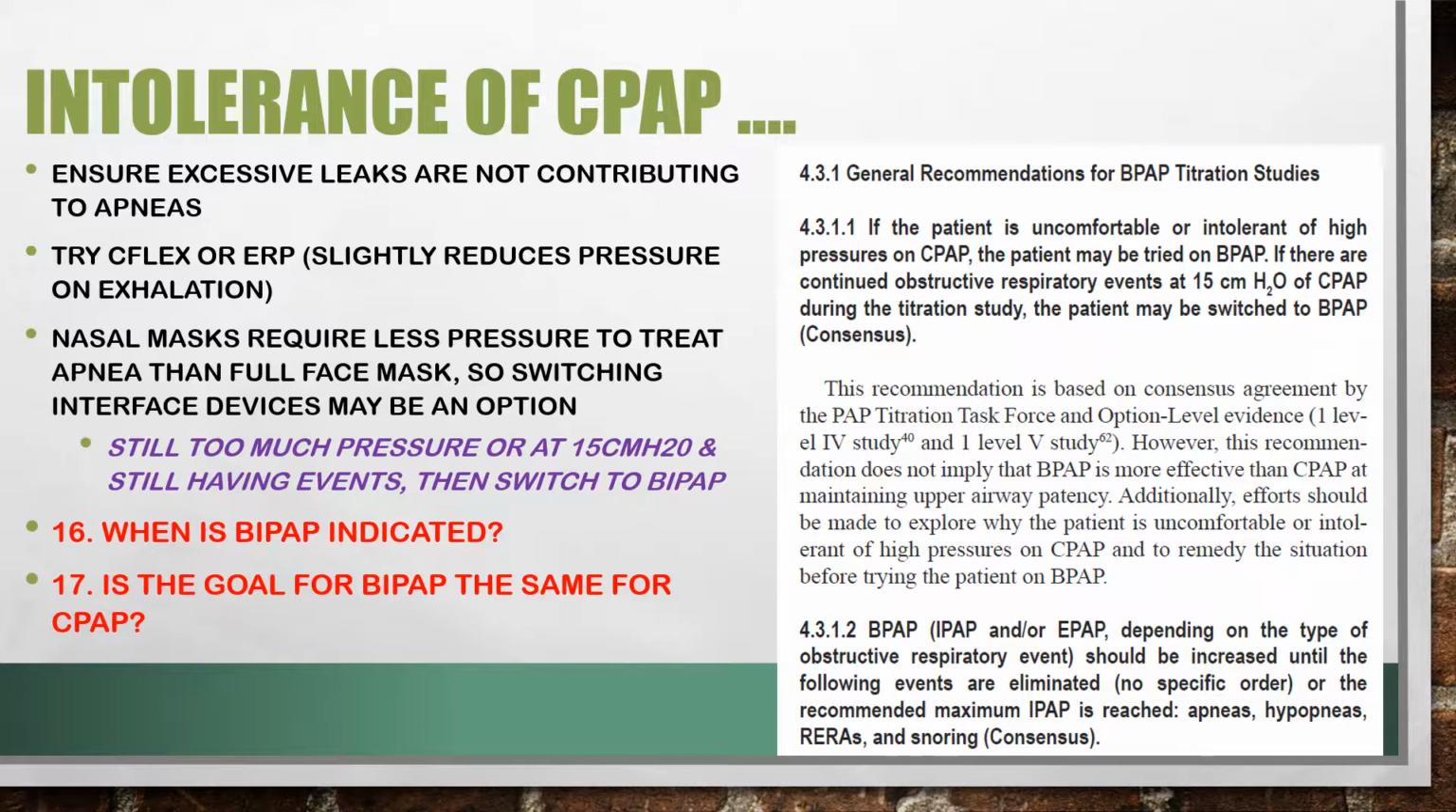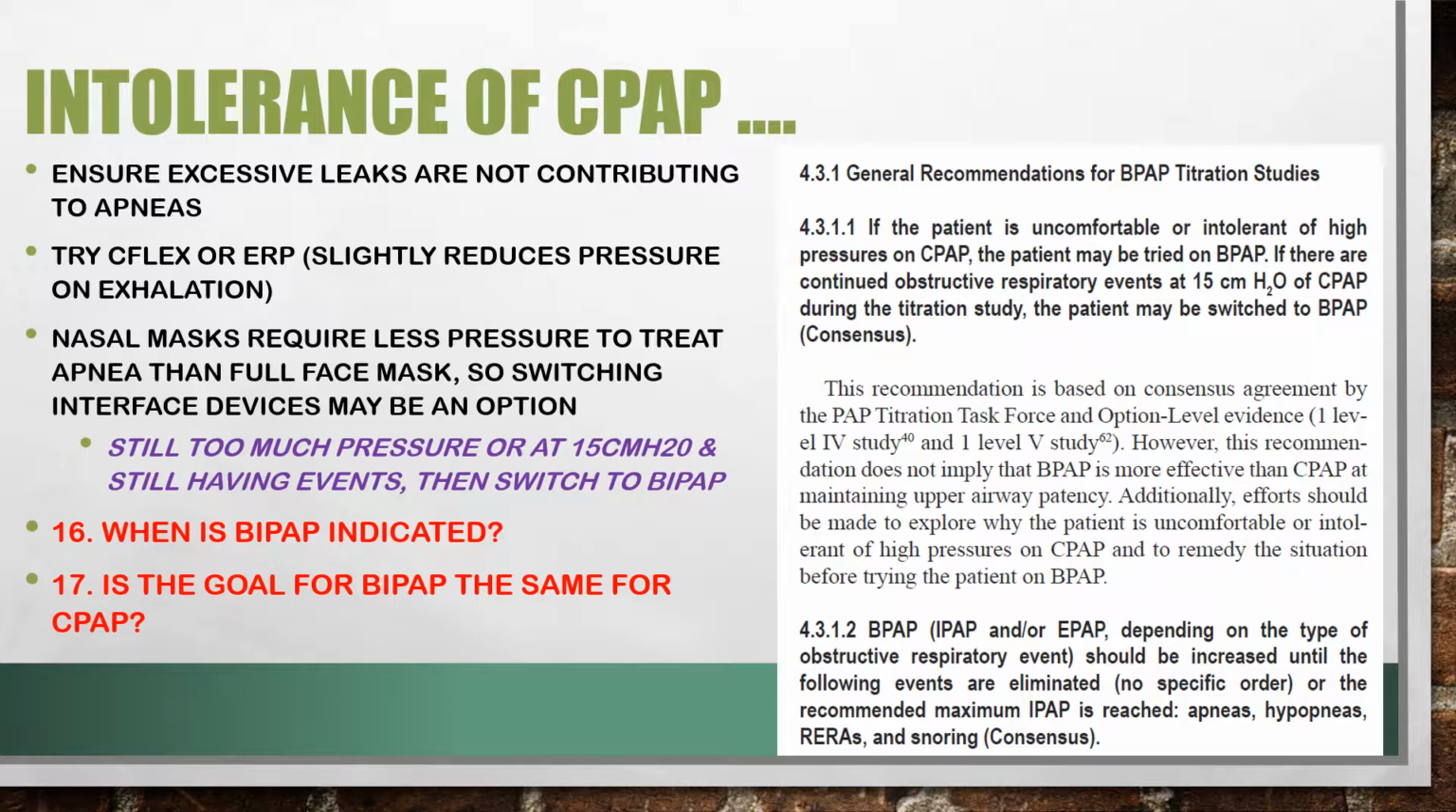Okay, we're going to go down, and I would like you to read the bottom rule, the 4.3.1.2. BiPAP, which includes IPAP, which stands for inspiratory positive airway pressure, and or EPAP, which stands for expiratory positive airway pressure, depending on the type of obstructive respiratory event, should be increased until the following events are eliminated. Those include your apneas, your hypopneas, your RERAs, and your snoring.